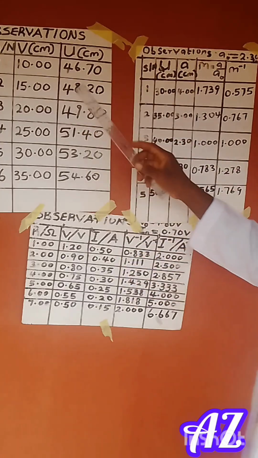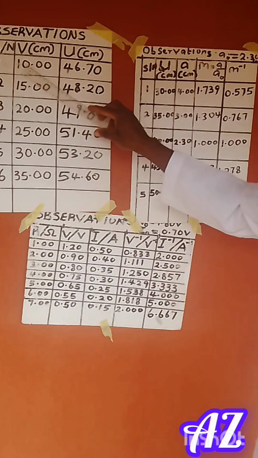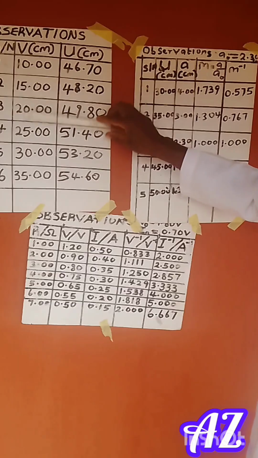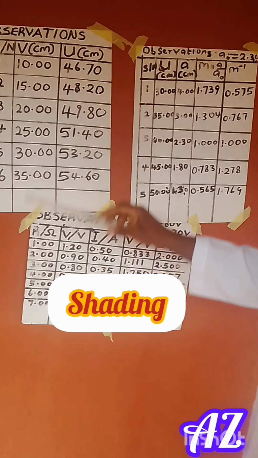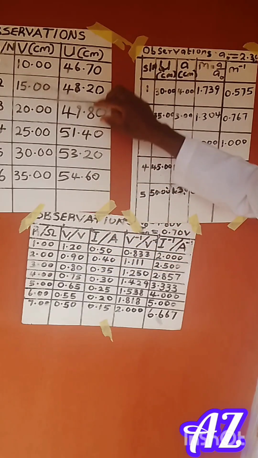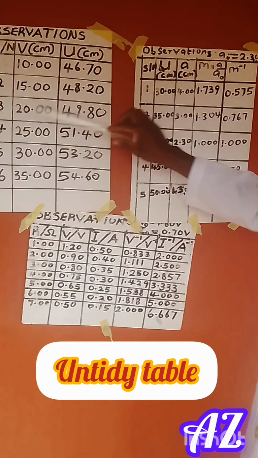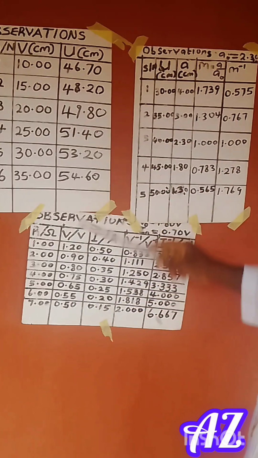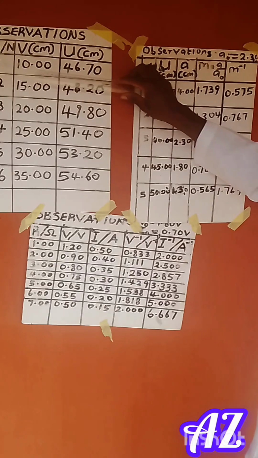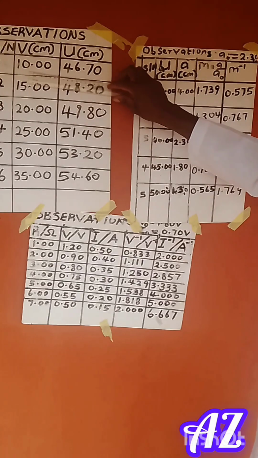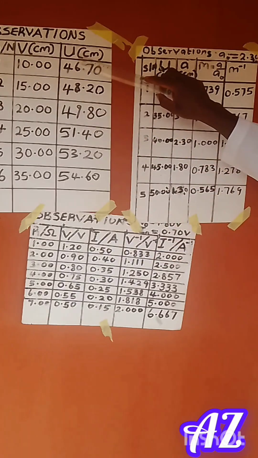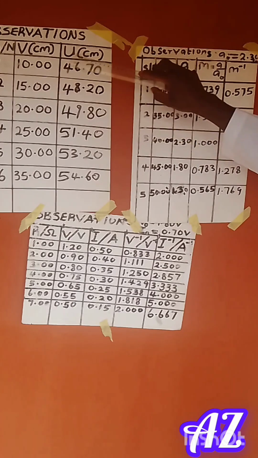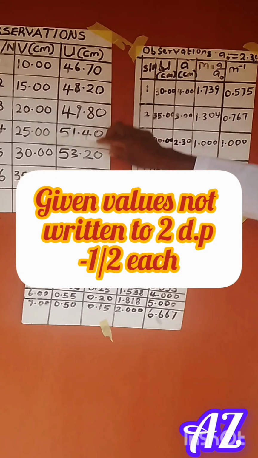Then the third mistake is shading. Why are you shading? You are shading because you're not sure what you are writing. So you are making mistakes, you are shading, and your work is not properly presented. This is a very huge mistake that you must avoid. Please avoid it.